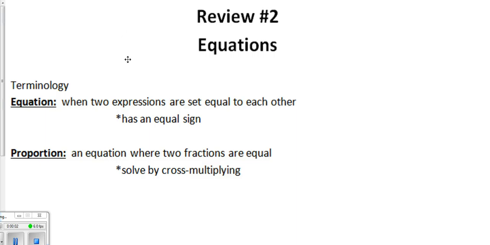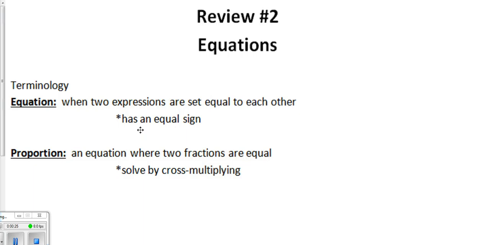All right, this is review lesson number 2. We're going to be talking all about equations. In our past lesson, we talked all about expressions. Now, an equation is when two expressions are set equal to each other. So remember, each expression is just a mathematical statement. It's just talking about certain values or amounts. Now, an equation is saying those two expressions or those two statements are equivalent to each other.